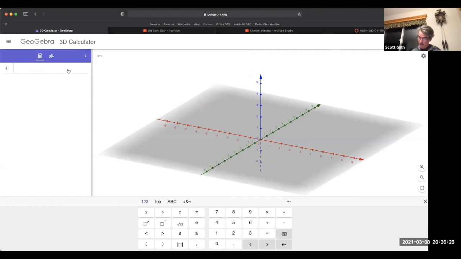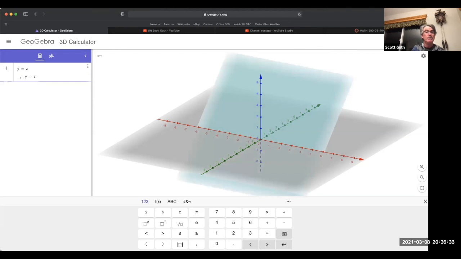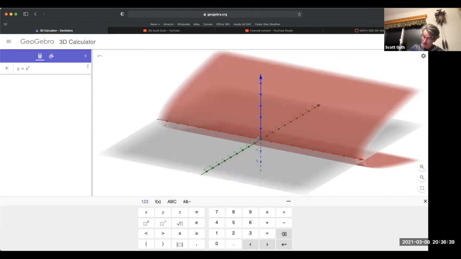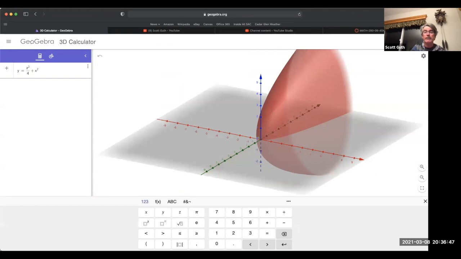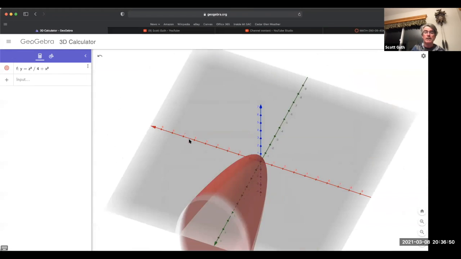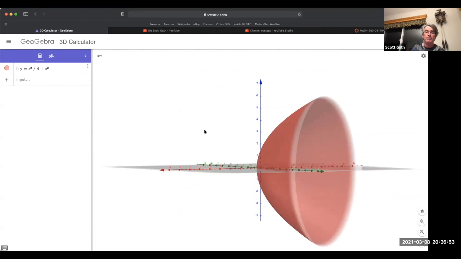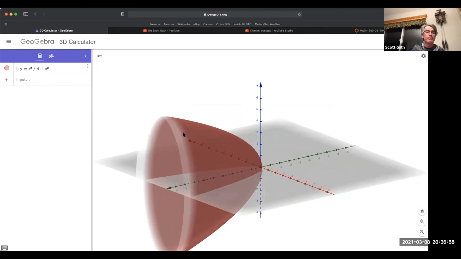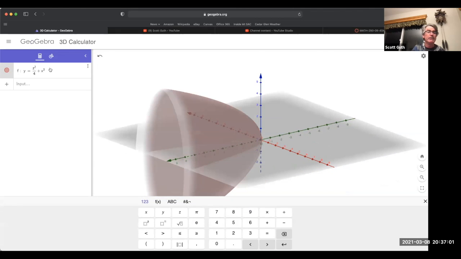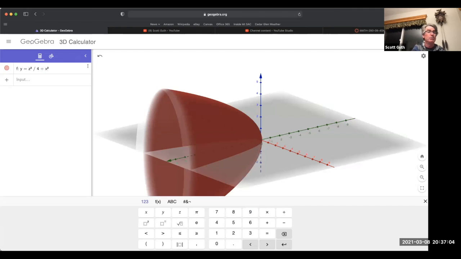Okay, and then we did the elliptic paraboloid, which was y equals z to the second over 4 plus x squared. So here's the elliptic paraboloid that we drew. And then the big grand finale, let's go ahead and do that hyperbolic paraboloid that I did such a horrible job at.